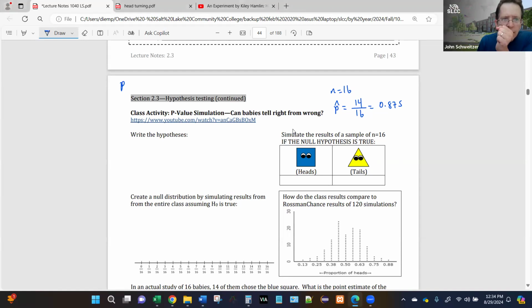Okay, so what is P? P is the proportion of times the helper is selected, and it's not by the 16 babies, we know what that is, it's by all babies in the population.